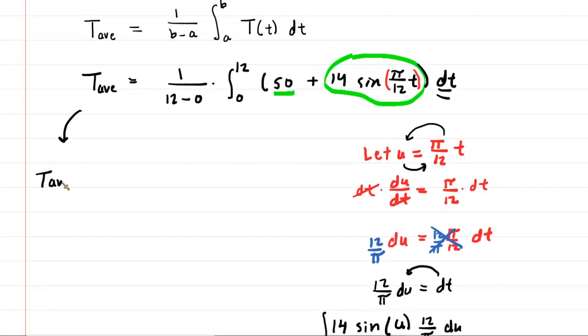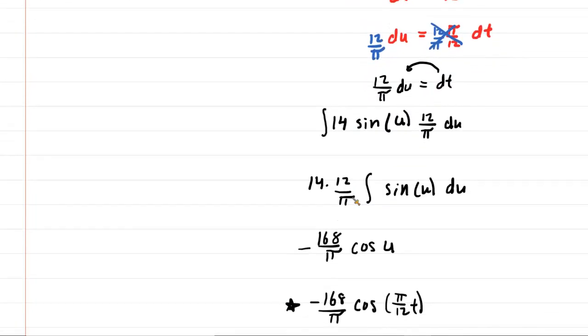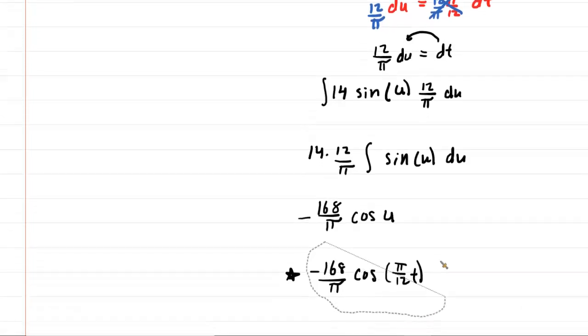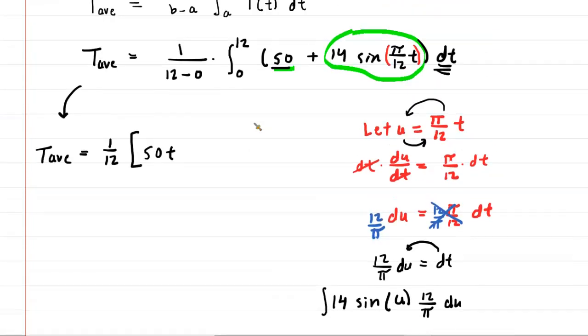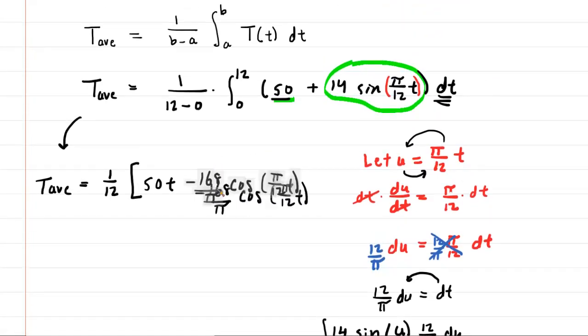So we have the average temperature is equal to 1 over 12 out front multiplied by the integral. Now, the integral of 50 with respect to t is just 50t. So that's relatively easy. And then we did the aside to figure out the integral of what is in that green circle, and that was minus 168 over pi cosine of pi over 12 t. So we'll just copy and paste that and put it right there. And then we have our limits from 0 to 12.